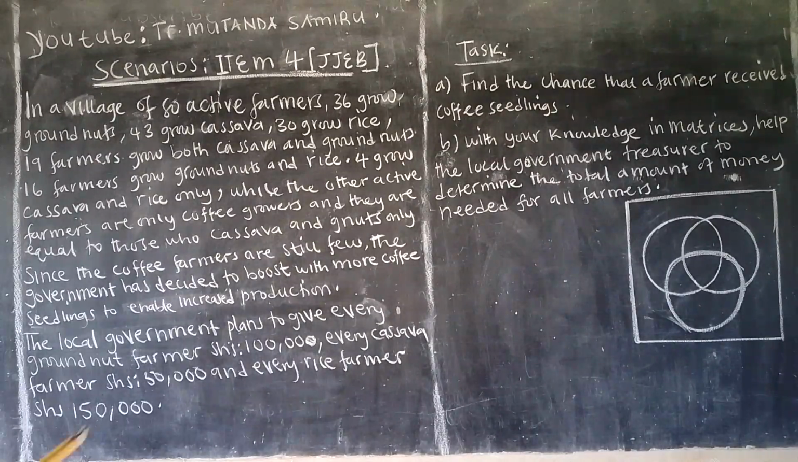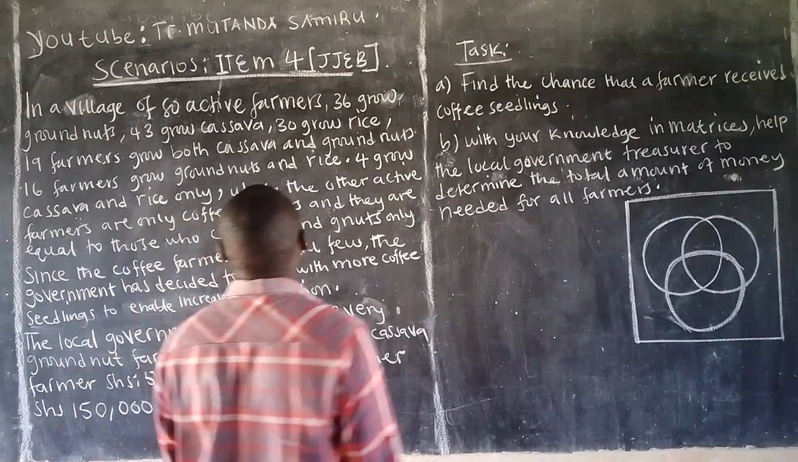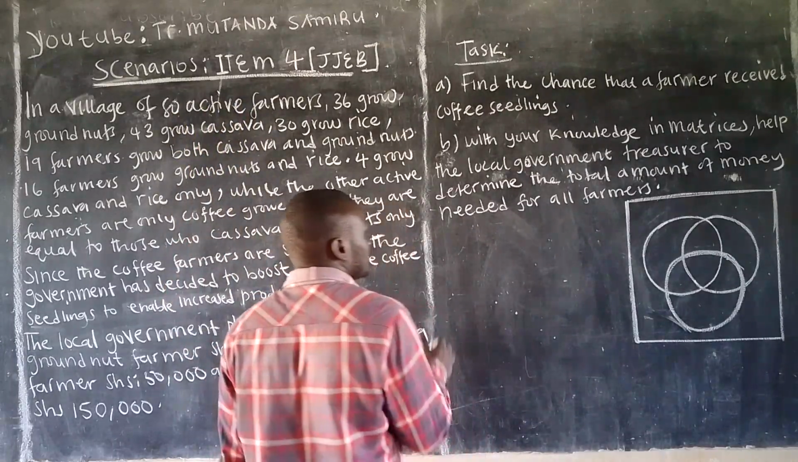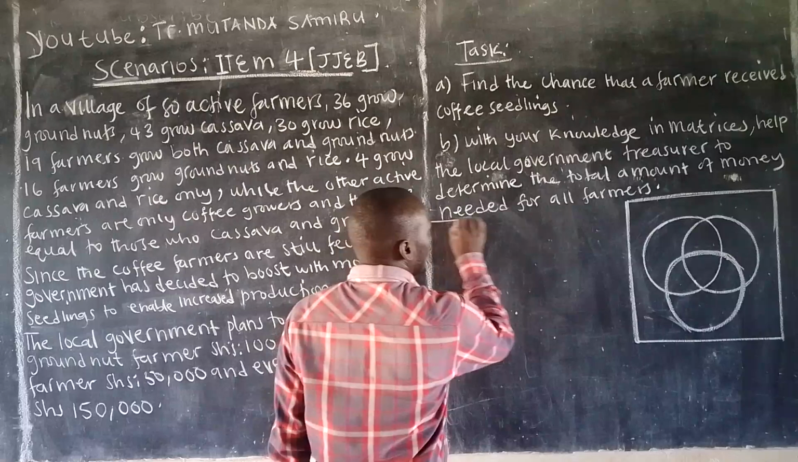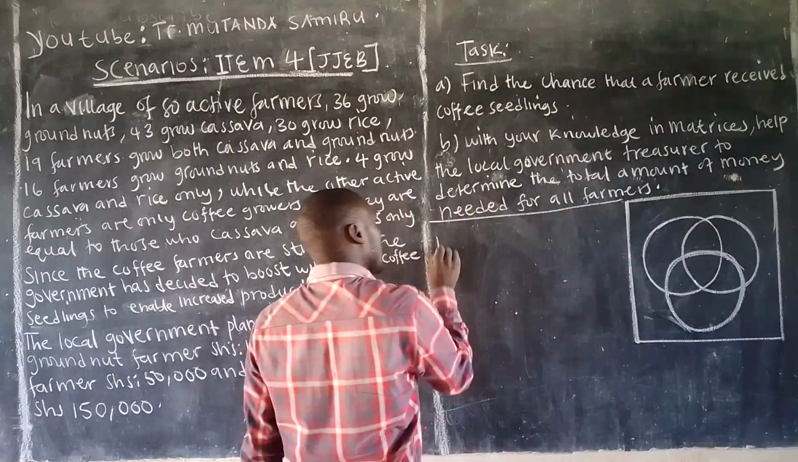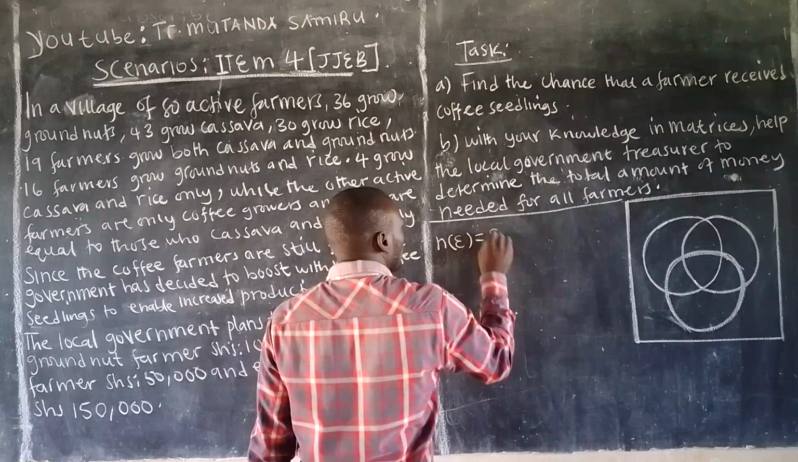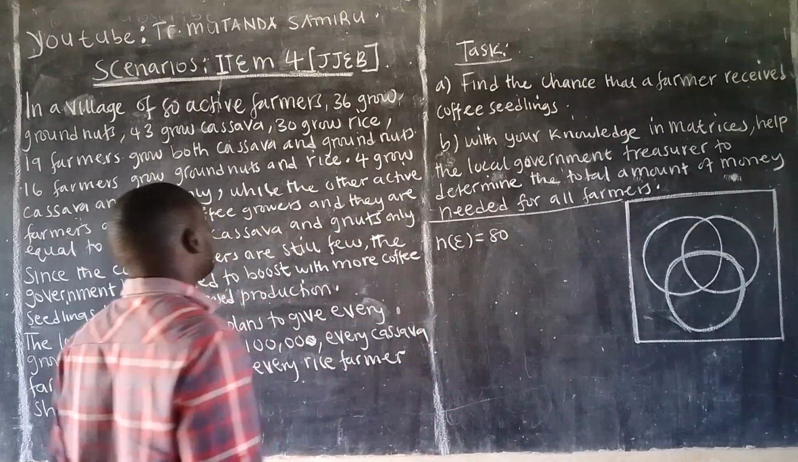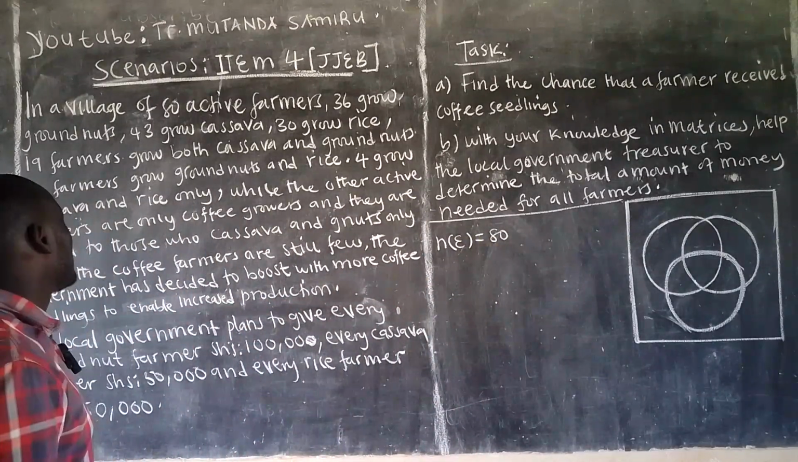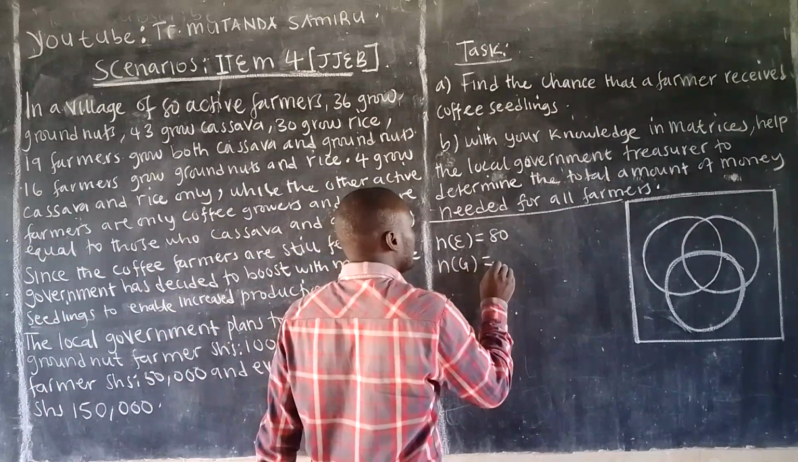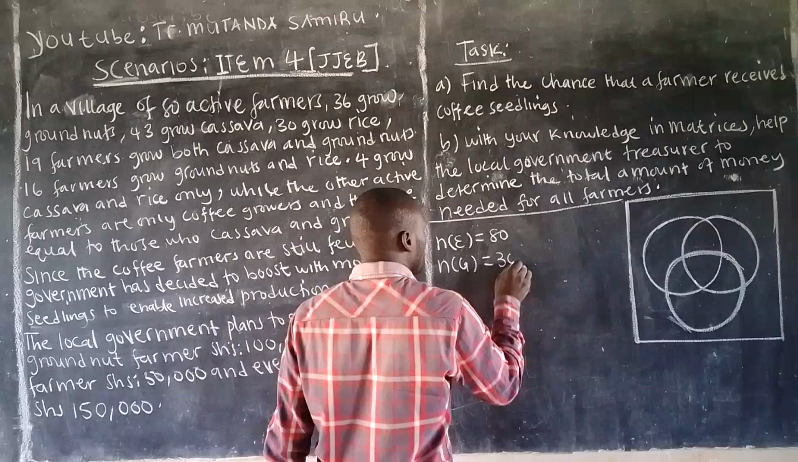Now they're saying, in a village of 80 active farmers, 36 grow nuts. And let's start summarizing straight away. In a village of 80 active farmers, this is the number in the universal set. The number in the universal, that's the total, is 80. 36 grow nuts, so I will say number in G, but please remember to define it to the examiner. Number in G is 36, those who grow nuts.